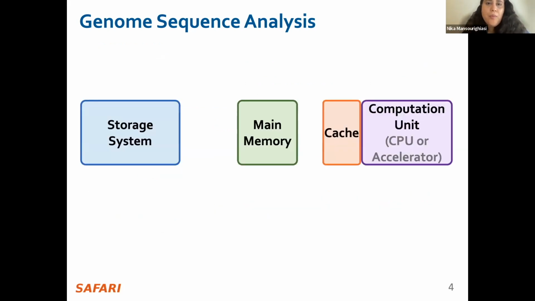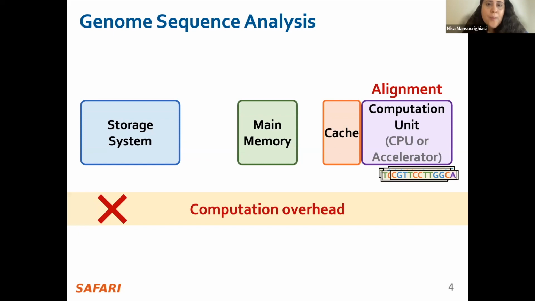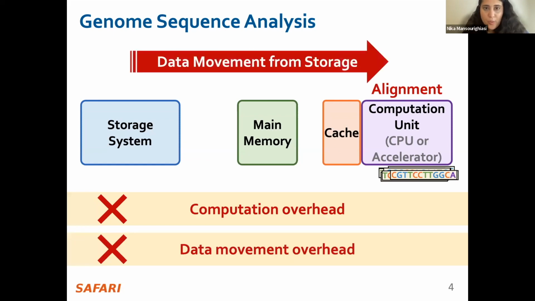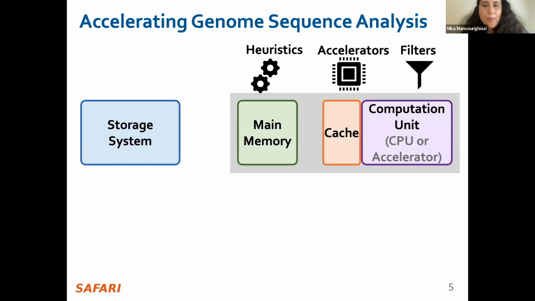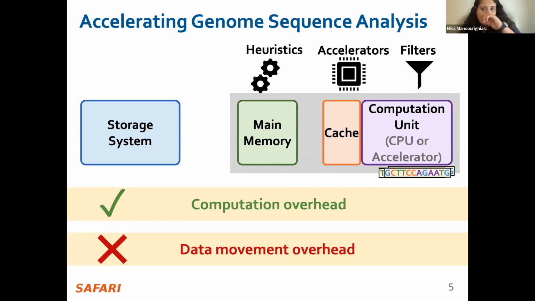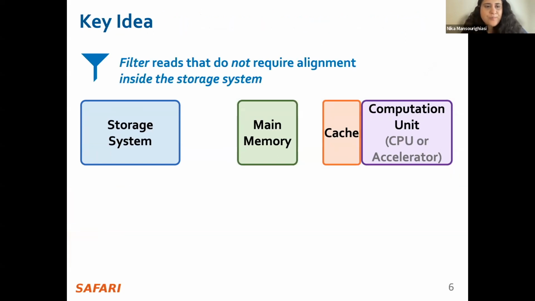Read mapping performs alignment on large genomic data sets containing millions of reads. Therefore, read mapping is both computationally expensive and incurs high data movement overhead from storage. There has been significant effort into improving read mapping performance through efficient heuristics, hardware accelerators, and various filters that prune reads that do not require expensive computation. While these approaches address the computation overhead in read mapping, none of them alleviate data movement overhead from storage, whose impact becomes even larger when the computation overhead gets alleviated.